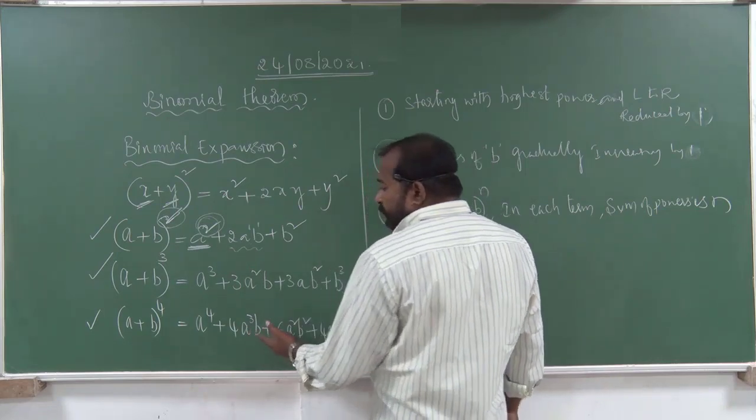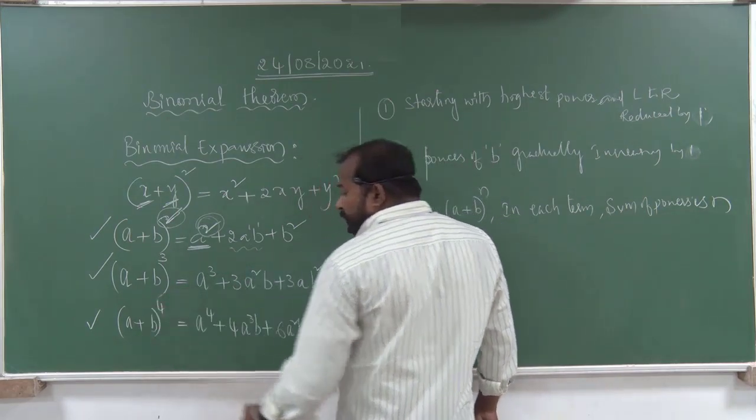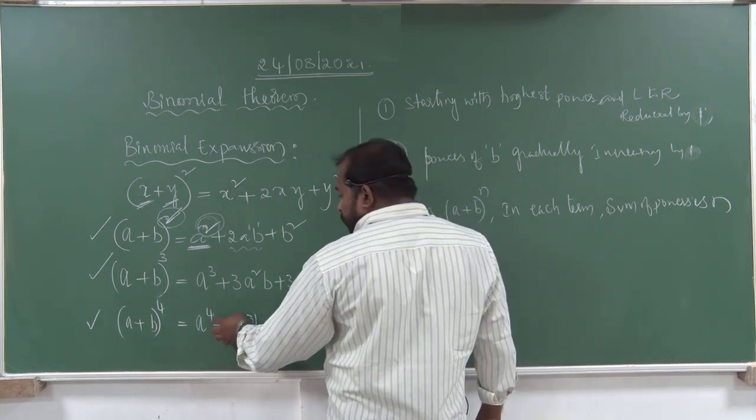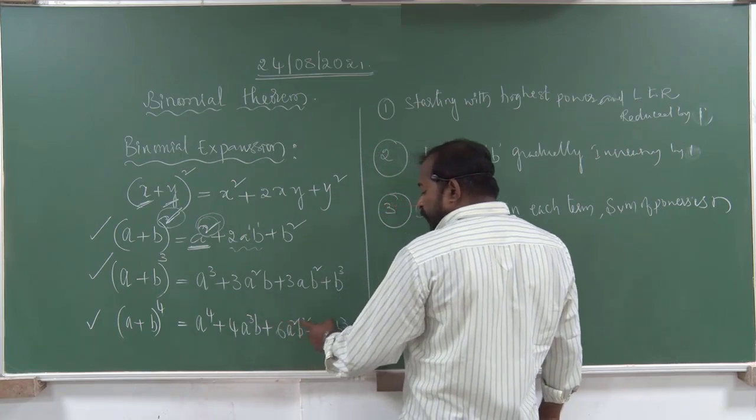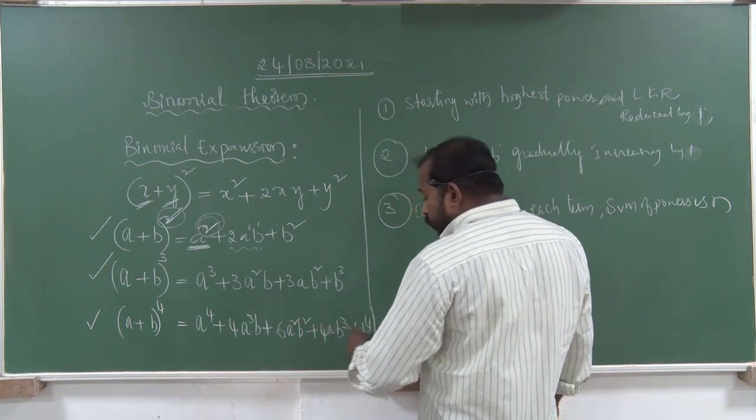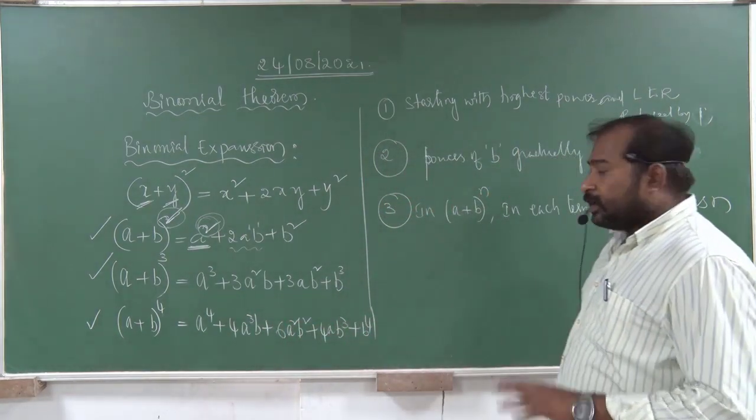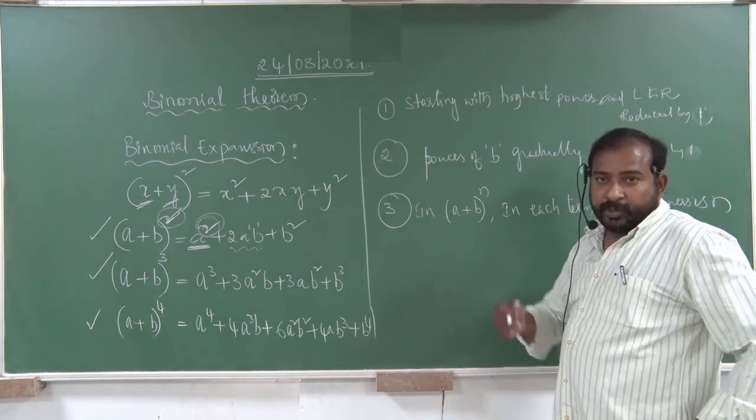So even here also if you observe, power 4 is there now. Power 4 is there. So in the first term, what is the degree? 4. Second term, 3 plus 1, 4. 2 plus 2, 4. 1 plus 3, 4. Here 4 is there. That means this is the third observation.